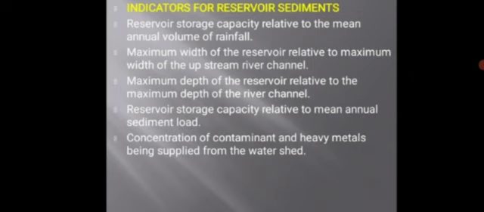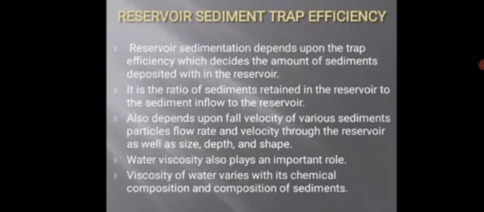Next, the concentration of sediments and heavy metals being supplied from the watershed, which flow through the river and accumulate in the reservoir as reservoir sediments. Next one, reservoir sediment trap efficiency. Trap means which traps the water and the sediments in the rivers.